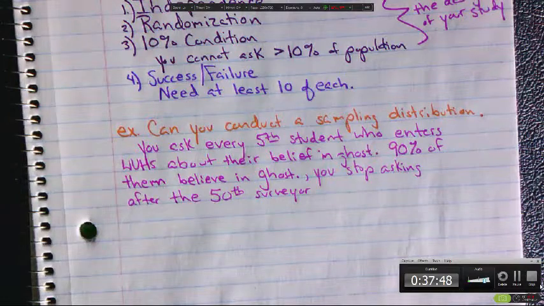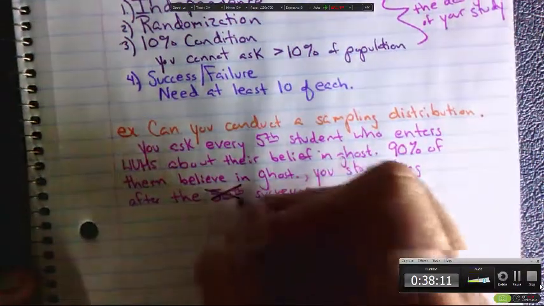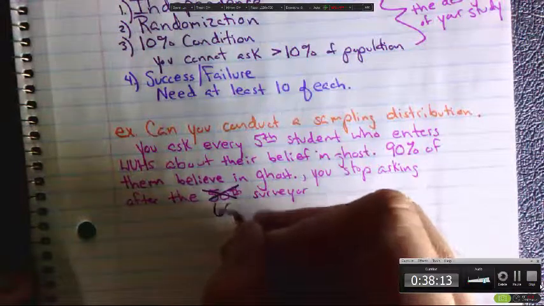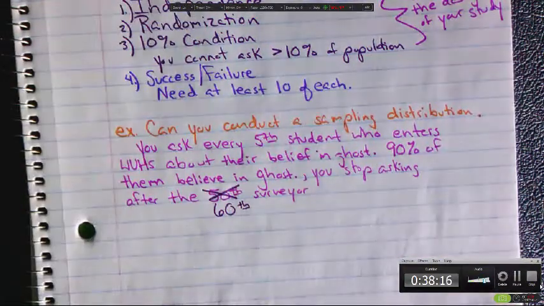10% condition: you can't ask more than 10% of the entire population. So if the entire school has 600 people, have we met that? No. Okay. In order to meet the 10% condition, we have to ask at least 60. So we say, okay, this is 4 right off the bat. So let's go through and change this to 60. Okay, that makes the survey better.